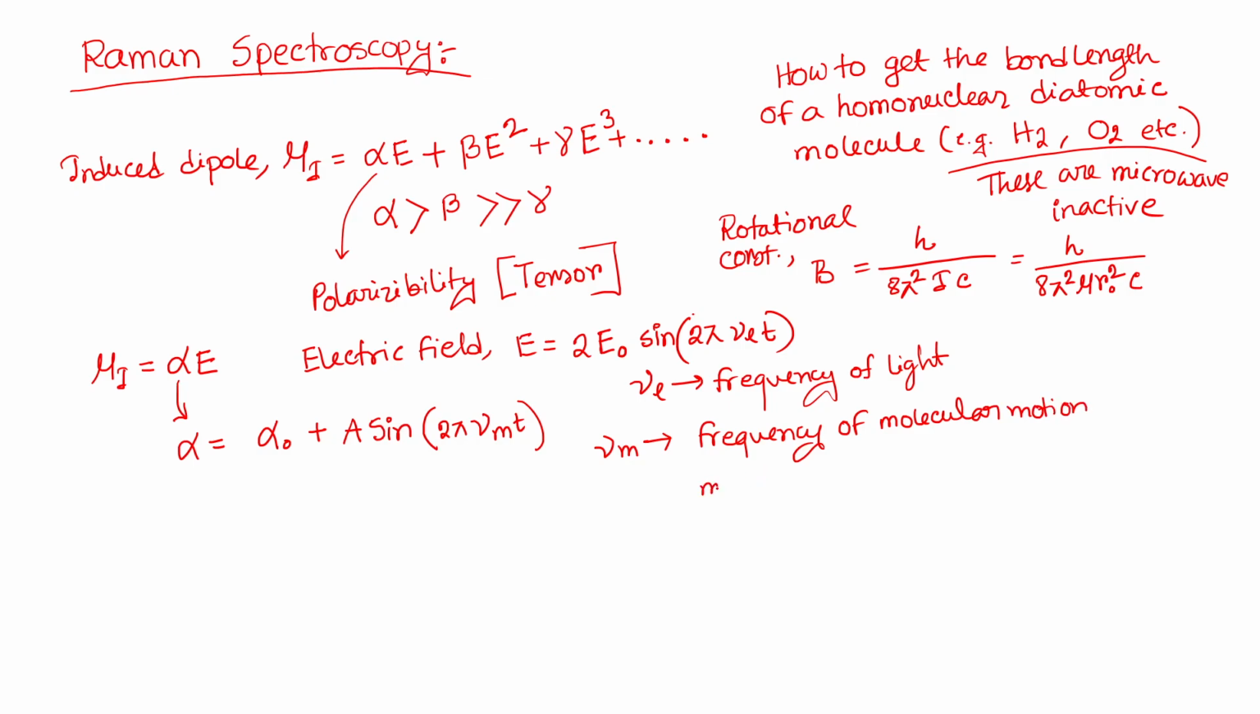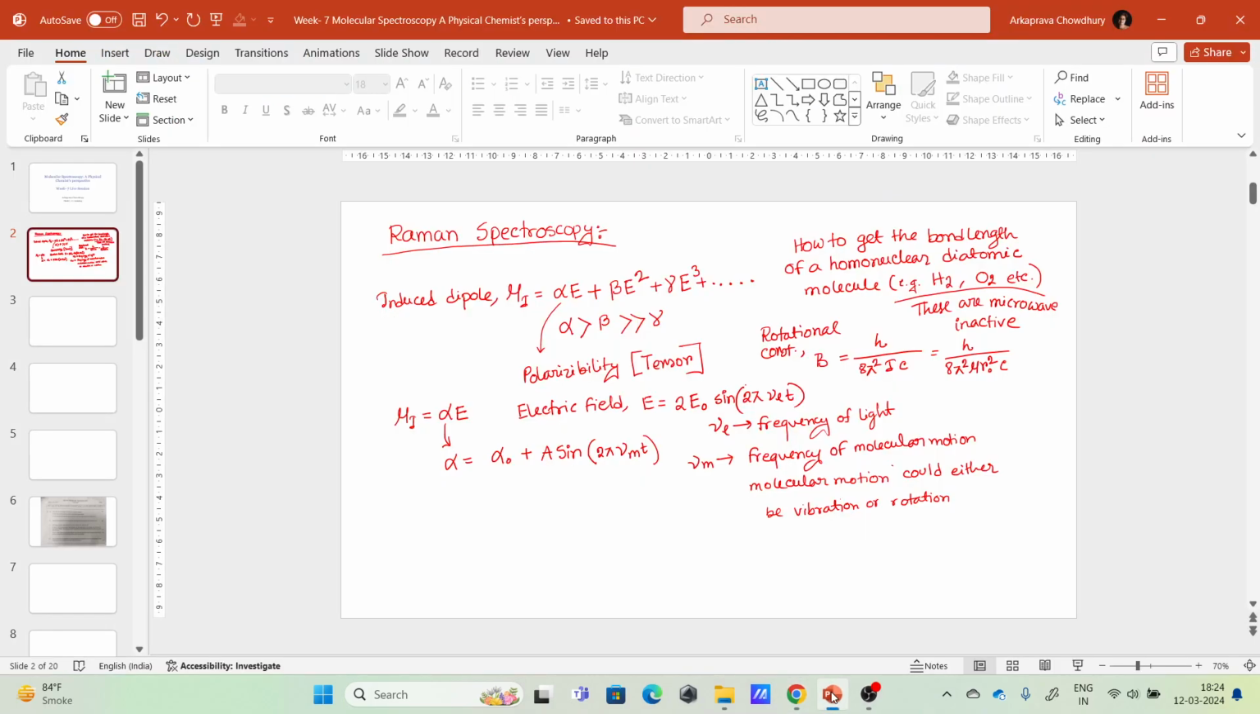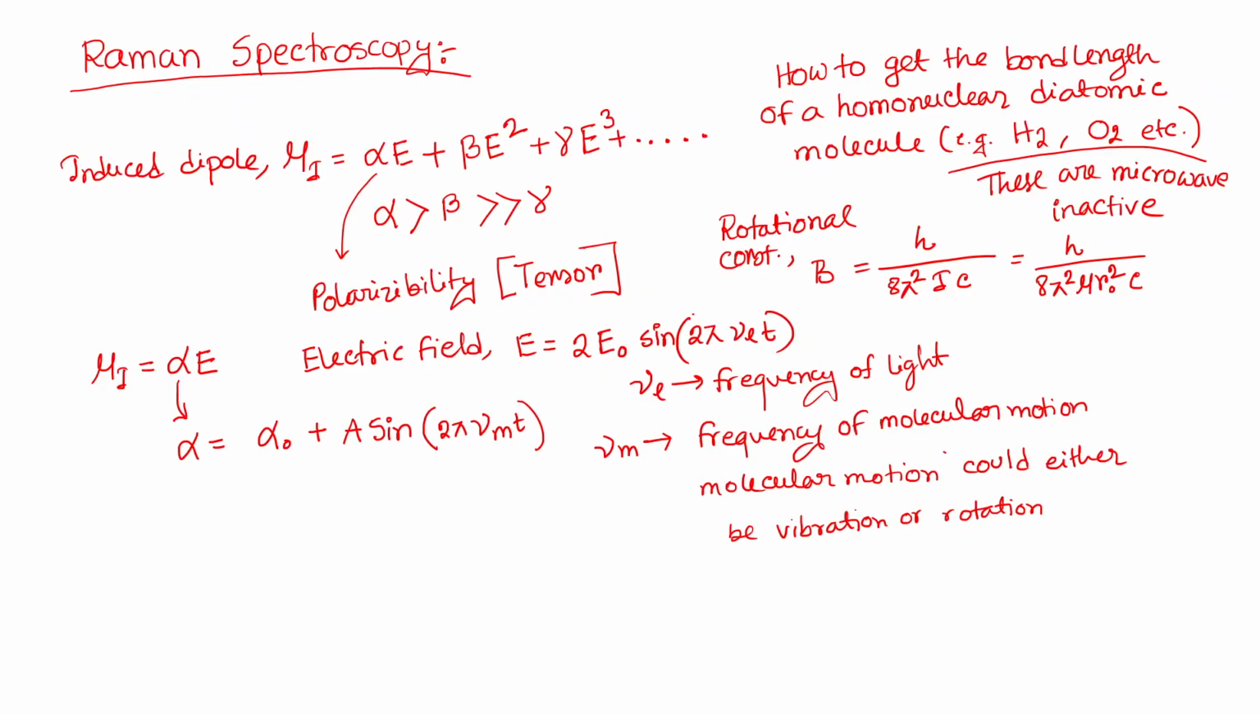Now the molecular motion could be either vibration or rotation. In case of rotation, the energy levels are very closely spaced, and for vibrational the energy levels actually have some difference, right? So we'll discuss that later, but for now the mathematics is going to be similar. So let us see what we are going to get.